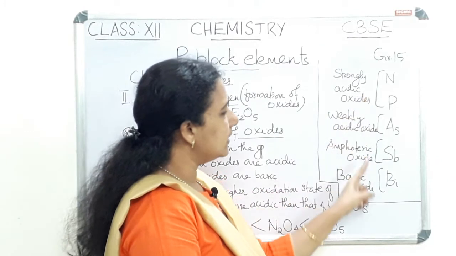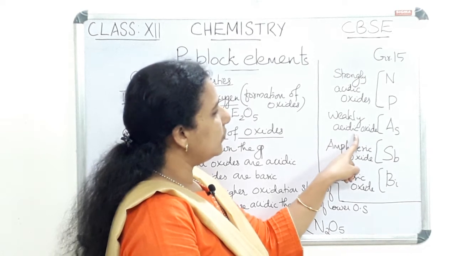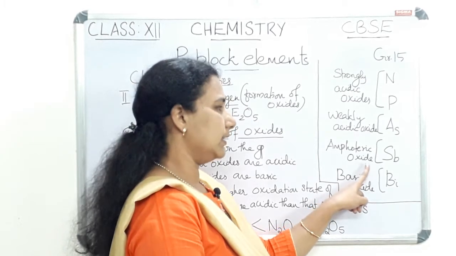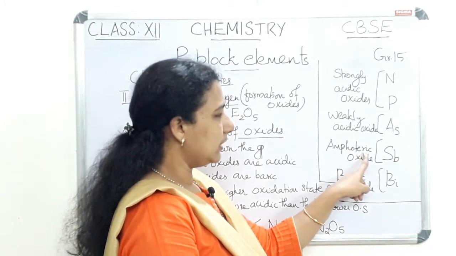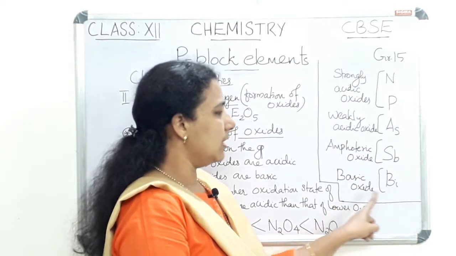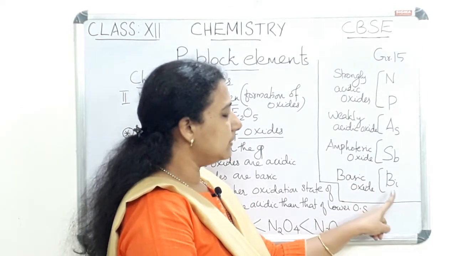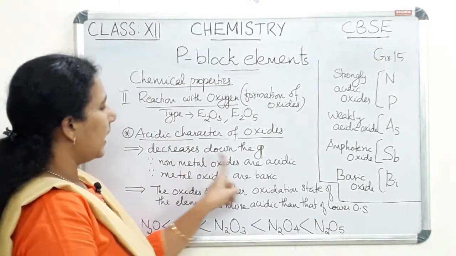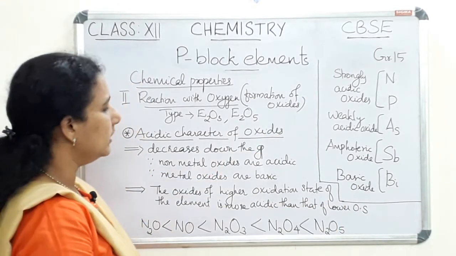Then the acidic character decreases down the group, and this is a weakly acidic oxide. Then this one is an amphoteric oxide, that means it shows both the properties of acid and base. And bismuth is a metal, so this is a basic oxide. Metal oxides are basic in nature, so bismuth forms a basic oxide. So the acidic nature of these oxides decreases down the group.